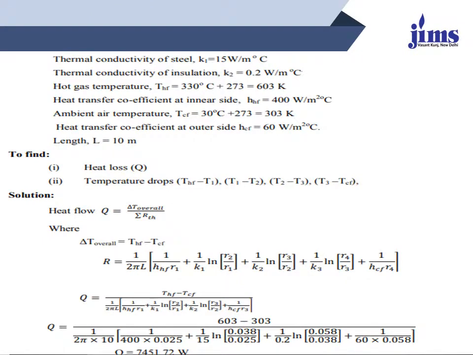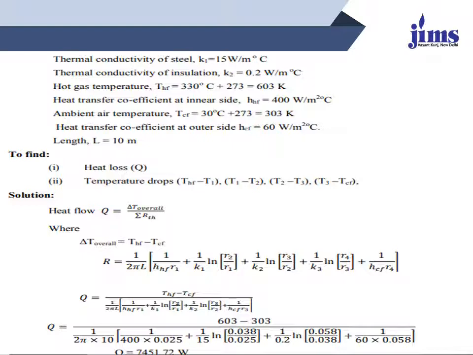So the next value, the thermal conductivity of the steel, that is K1, is equal to 15 watt per meter degree centigrade. The thermal conductivity of the insulation, that is K2, is equal to 0.2 watt per meter degree centigrade, and the hot gas temperature, denoted by THF, is equal to 330 degree centigrade plus 273, it is equal to 603 Kelvin. The heat transfer coefficient inside is equal to 400 watt per meter square degree centigrade.